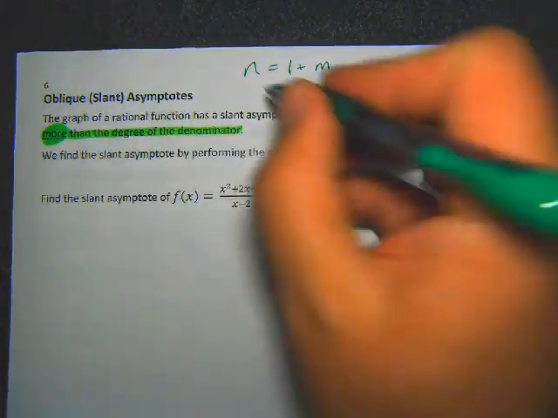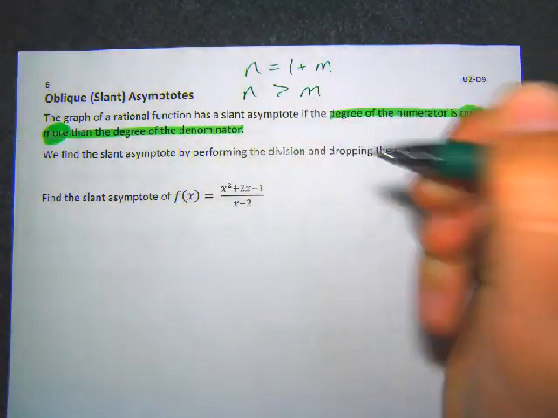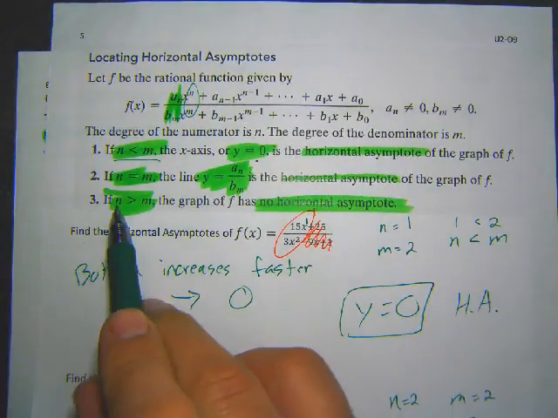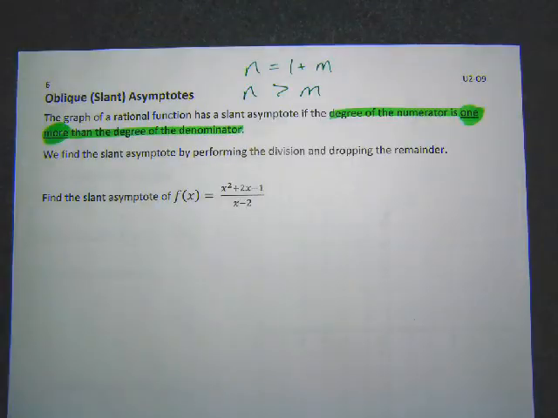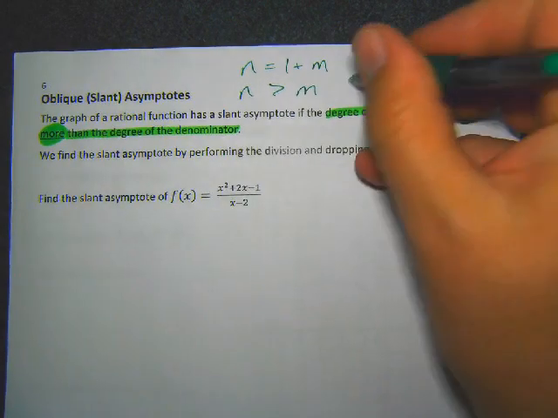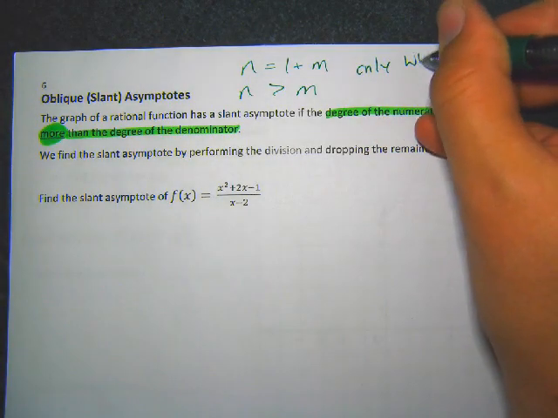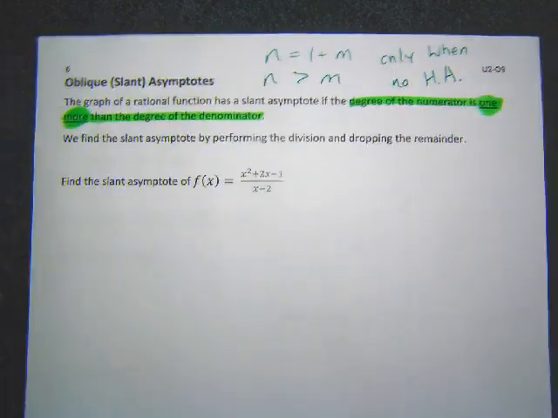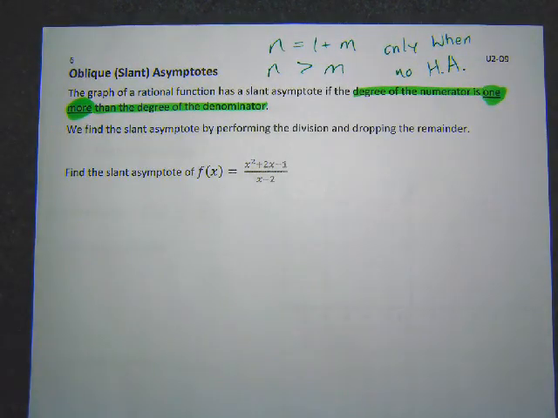In other words, the top is bigger than the bottom. So this only happens in the last case previously, when there's no horizontal asymptote. You can't get closer to a diagonal line if you're leveling out, right? If you're leveling out, getting horizontally even, then it's not going to go off to infinity, so it doesn't work. So this only happens if there's no horizontal asymptote. If you find a horizontal asymptote, then don't even bother with the oblique or slant. It doesn't exist. It can't happen. You only check for this if there's no horizontal asymptote.